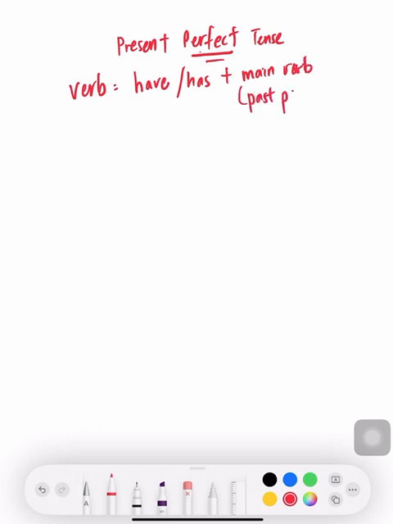past participle form. If you do not know what a past participle form is, you can always check the last page of your book, the third column and the sixth column. There we can find the past participle. So for this present perfect tense, let me show you one example, the sentence.